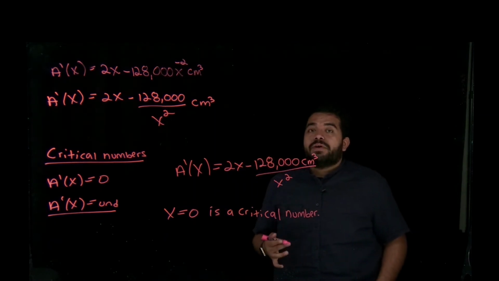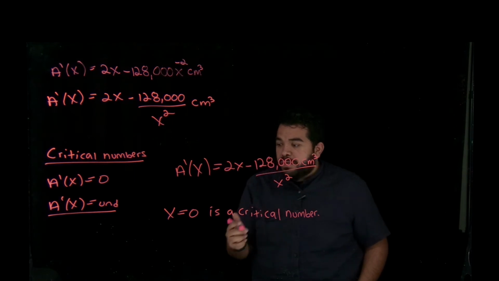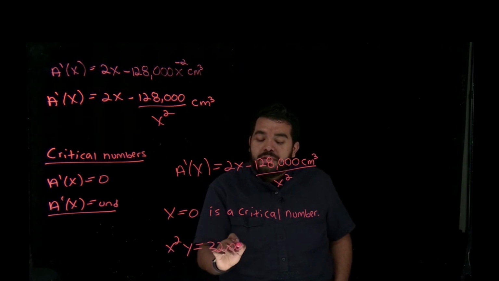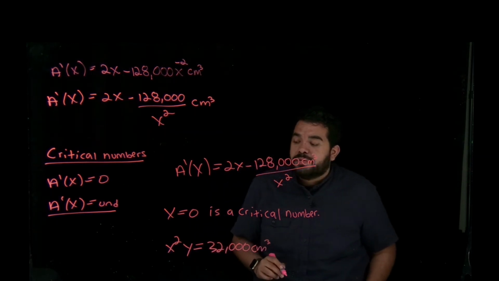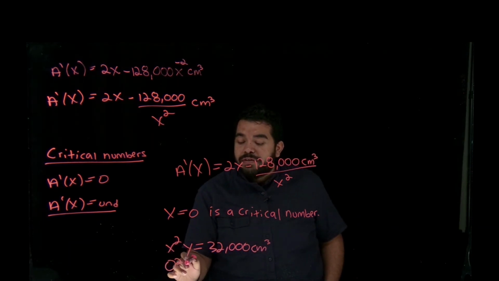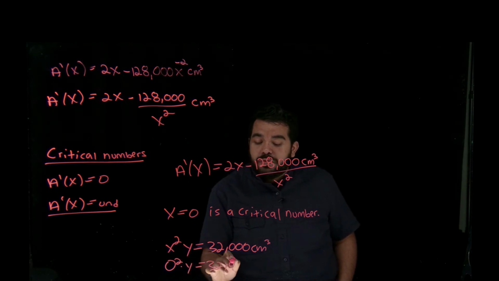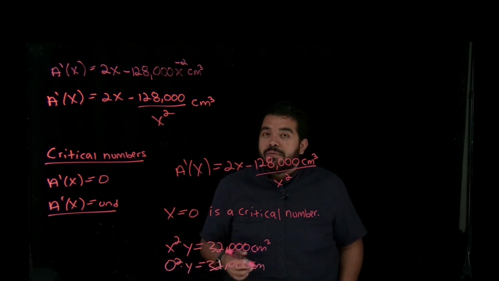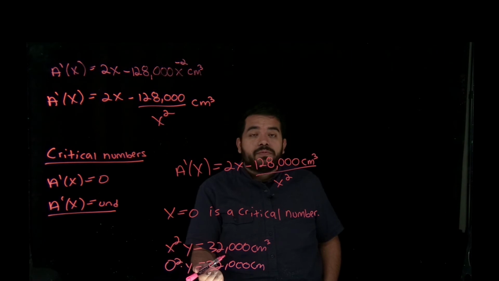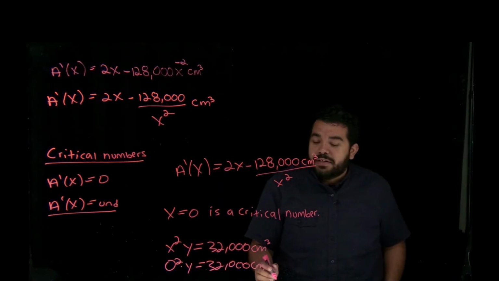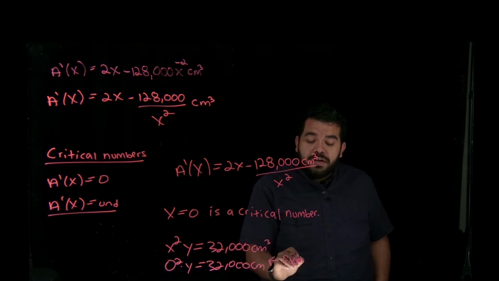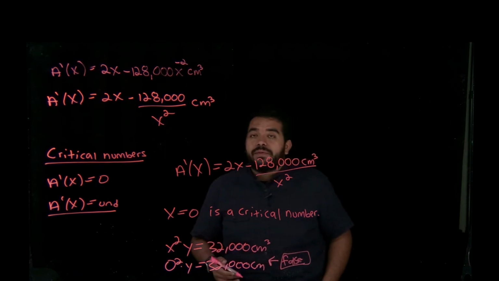But is this a value that I want to use? Well, remember that we do have a requirement that we have to satisfy. That requirement is that x squared times y must be equal to 32,000 centimeters cubed, because this is your volume. Now, what happens if you let x be 0? Then 0 squared times y would equal 32,000 centimeters cubed. Will this be true? No, because 0 times anything will be equal to 0, and 0 will not be equal to this here. So for that reason, this is going to be false. It's going to fail that requirement that we have to satisfy.